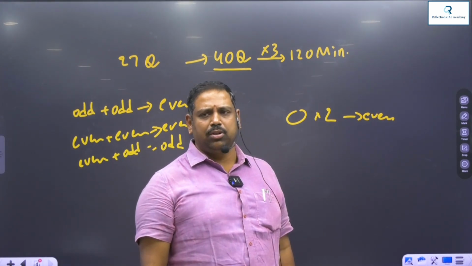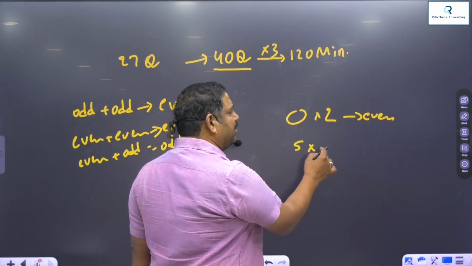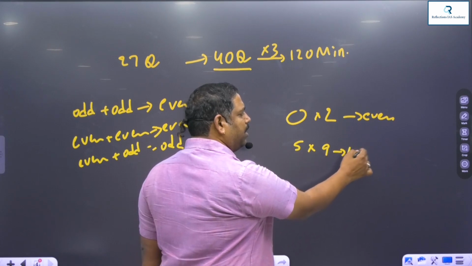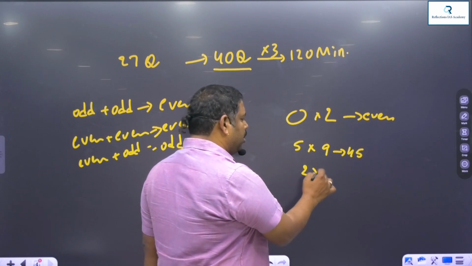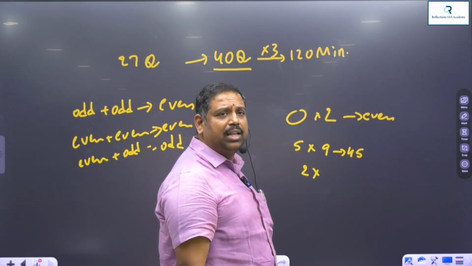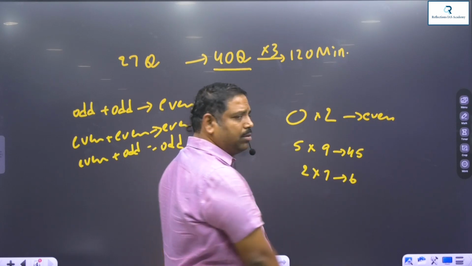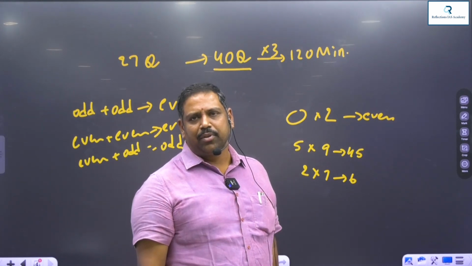odd only. Sure. So, I am taking a prime number 5 and multiplying with an odd number 9. The result is 45, an odd number. I am taking a prime number 2 and multiplying with any odd number, suppose 7. It is 14, an even number. So, prime into odd number, you will get odd number or even number?